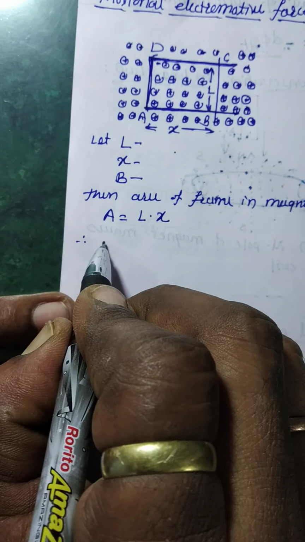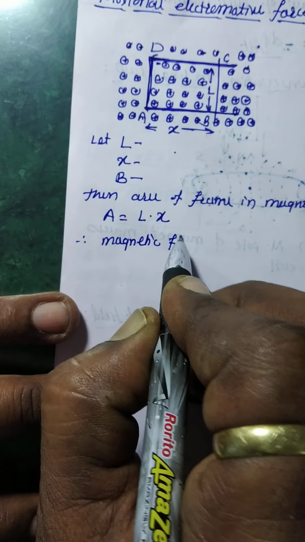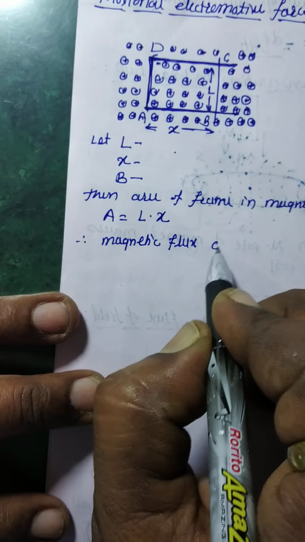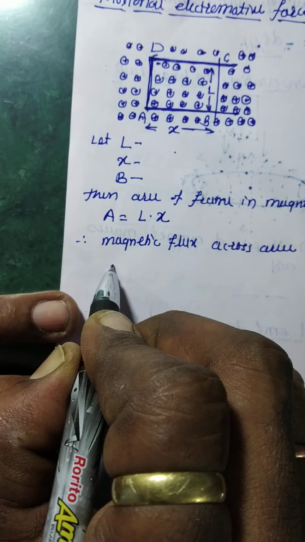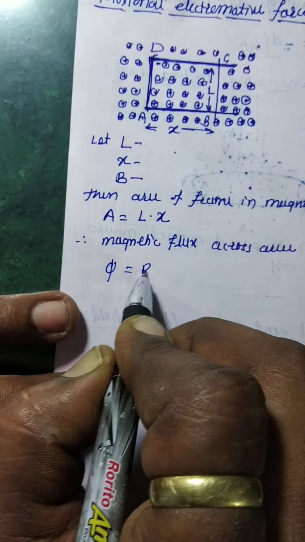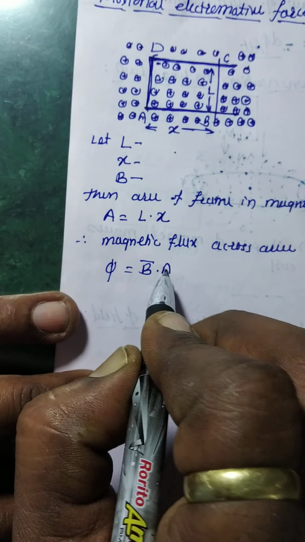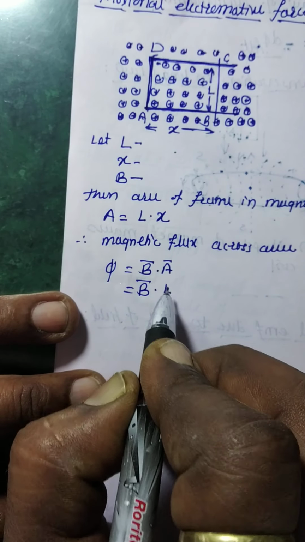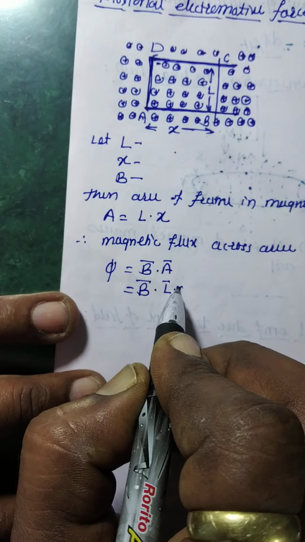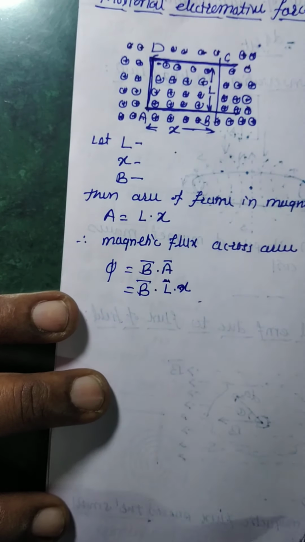the magnetic flux across the area, phi, is equal to magnetic induction into area, which is equal to B times L into X. This is the area.